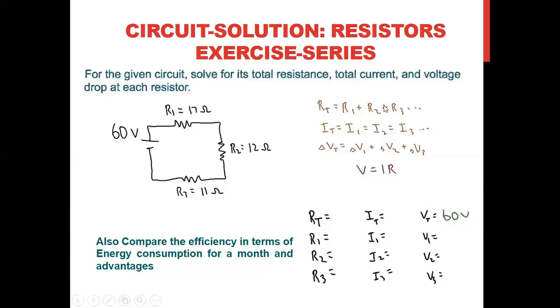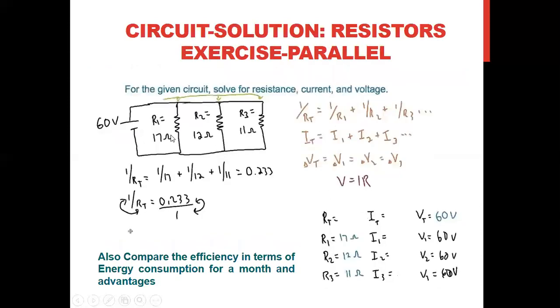So we know total resistance, just add up these 3. I will be the same, I1, I2, I3, I total will be the same, but the voltage will be divided. I put here that the voltage is divided. So total voltage equals the voltage drop in V1, V2, and V3. Okay, so you can find out total voltage is 60 volt given, and you can calculate all these things.